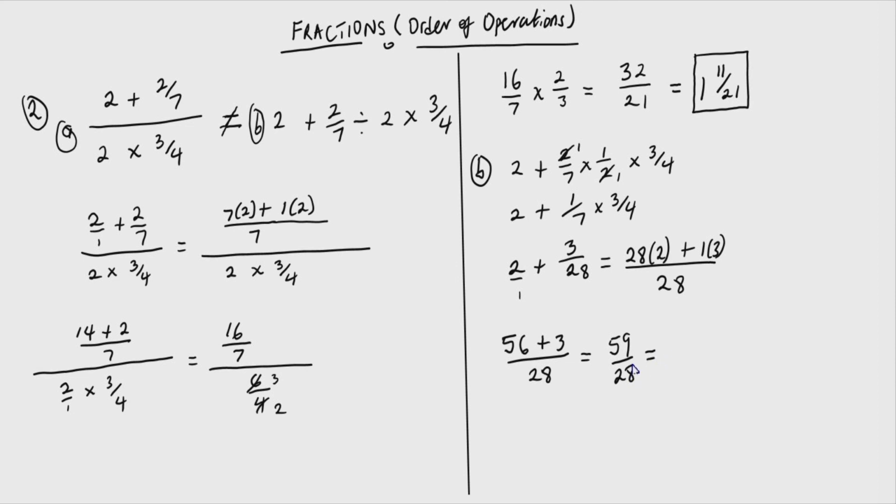So 28 and 59. Wait a minute. Let's divide. Let's see. It's in 2 times 28, 56. So it goes twice. There's 3 left, and then the 28 that we divided by. Hope I didn't make any mistakes.